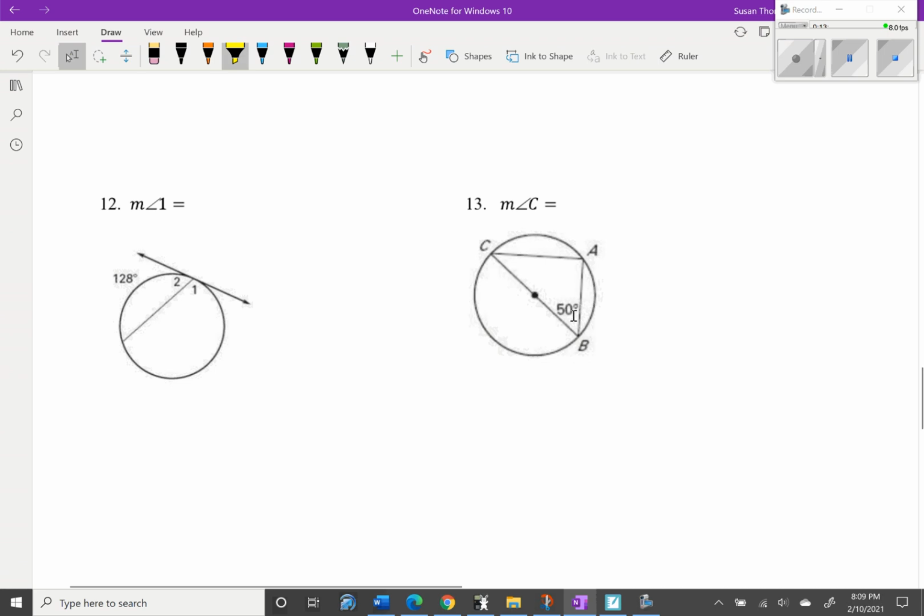So for question 12, we're looking to find this angle measurement for 1, and we are given that this arc is 128 degrees. So we know that the angle equals the arc divided by 2. So the angle for 2, in this case, I'm just going to say the angle is equal to 128 degrees divided by 2, which tells us that's 64 degrees. So angle 2 equals 64 degrees.